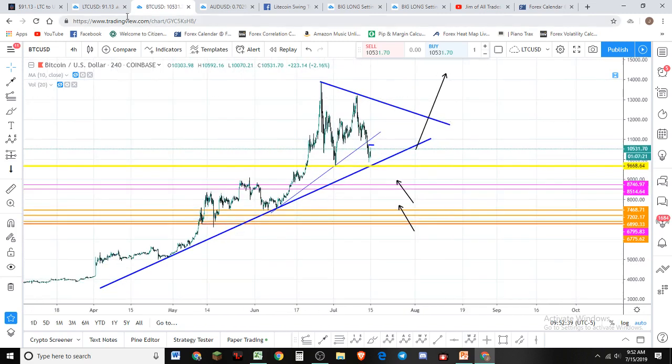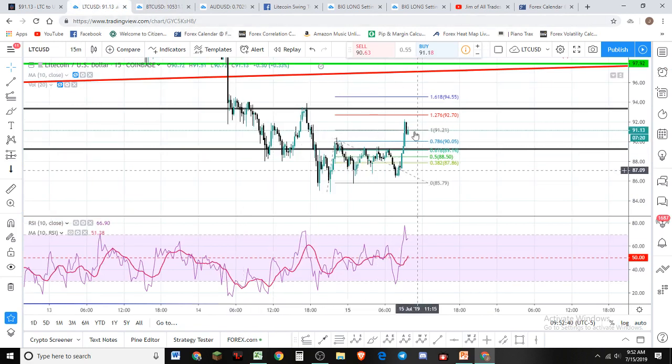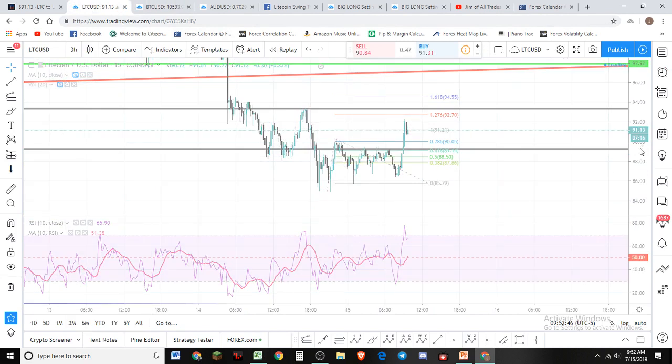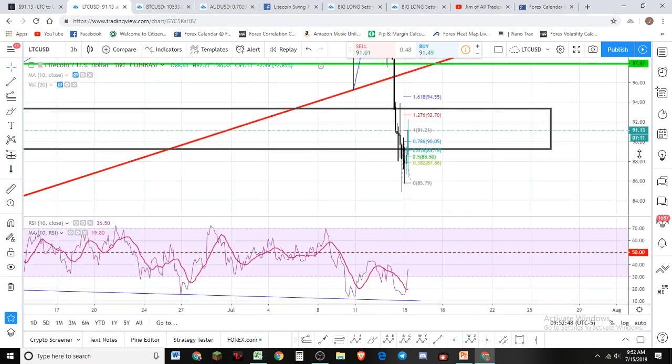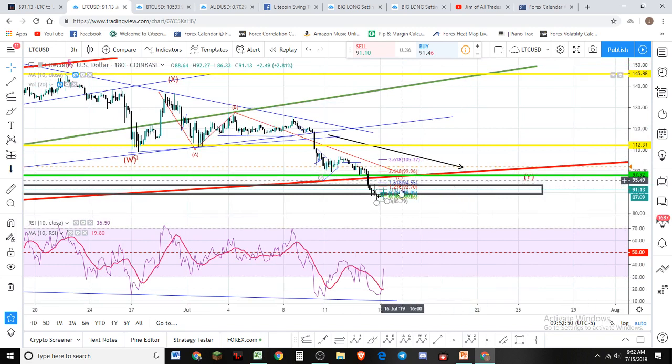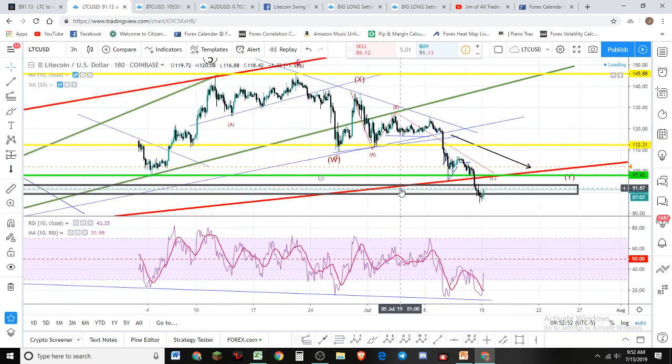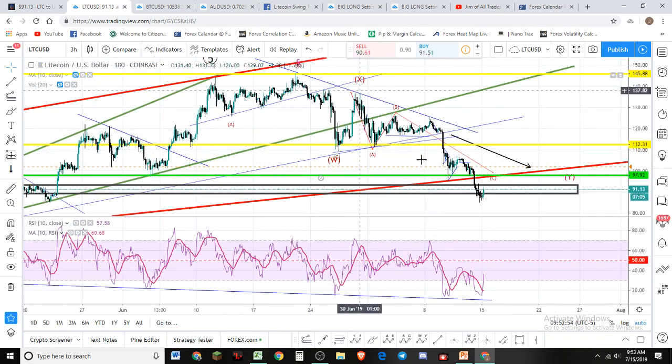So okay, let's look at LTC and ask ourselves what's going on here. Well, same kind of thing. Let's zoom out here to the 3-hour chart and see what we can see. All right. Still looking at a WXY here. We got an expanded flat for our W. We got the X wave. Now we got an ABC coming down.